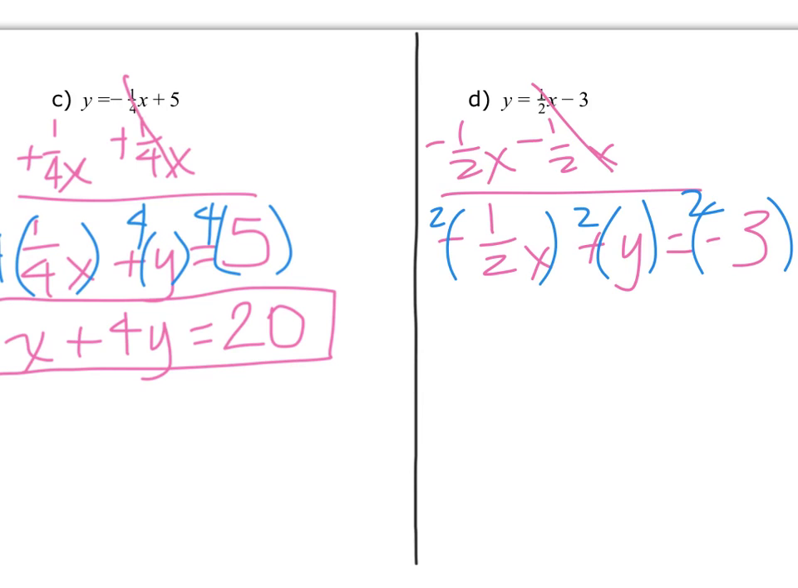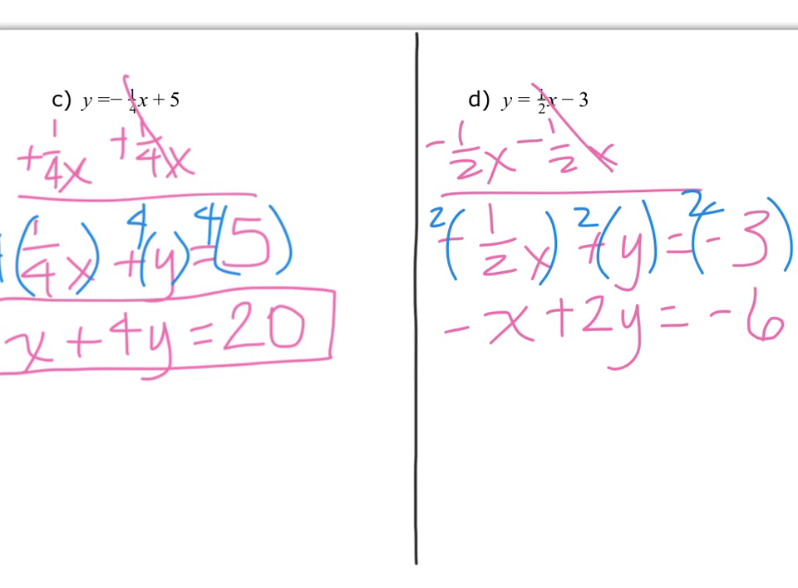So what's 2 times negative 1/2? Negative 1. A negative times a positive is a negative still, right? So it's negative 1x. Yeah. And then 2 times y is 2y equals 2 times negative 3, negative 6. Perfect.